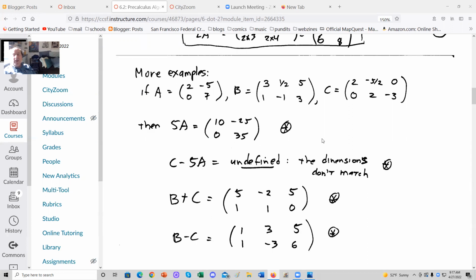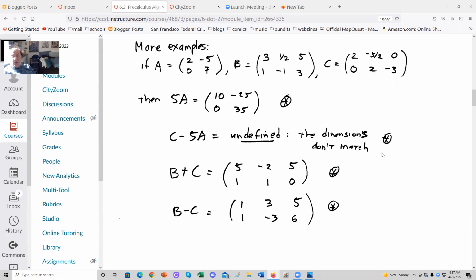C minus 5A. The problem is that if this is C and this is 5A, you really can't define their difference because the dimensions don't match up. This C is 2 by 3, 2 rows, 3 columns. And 5A is 2 by 2, 2 rows and only 2 columns. So you can't define the entries of C minus 5A. So we don't define it.